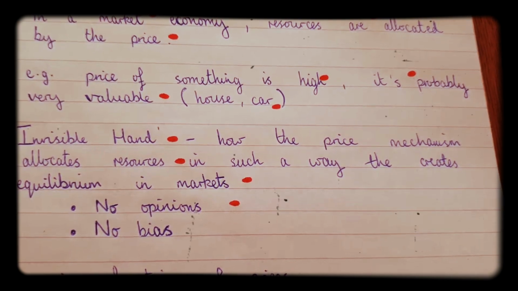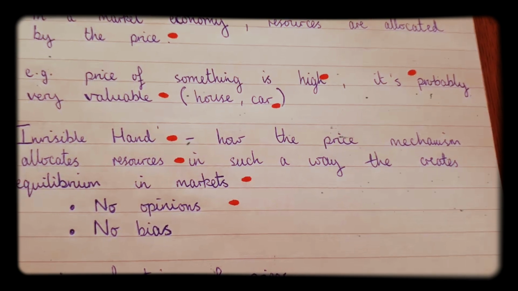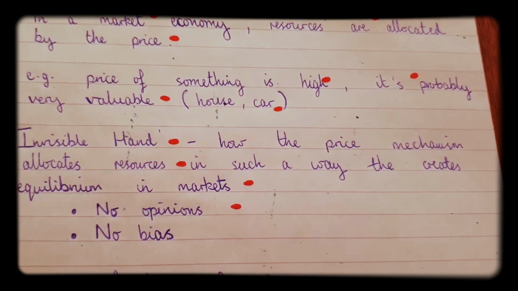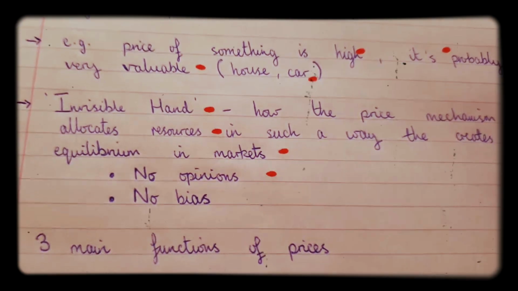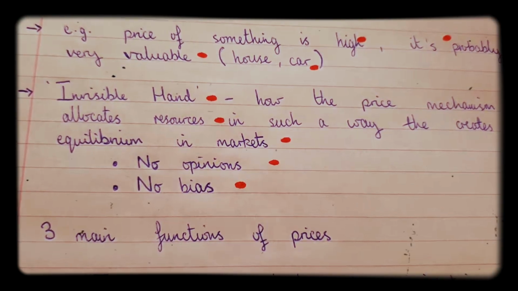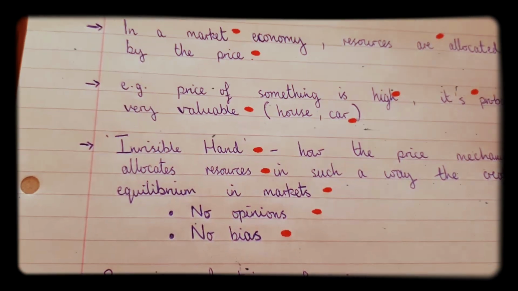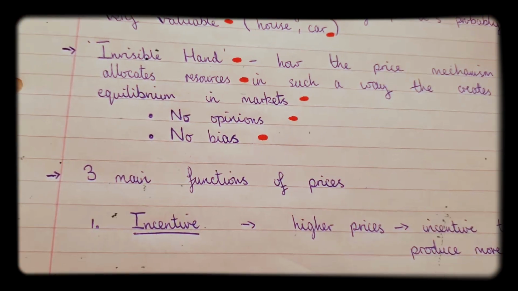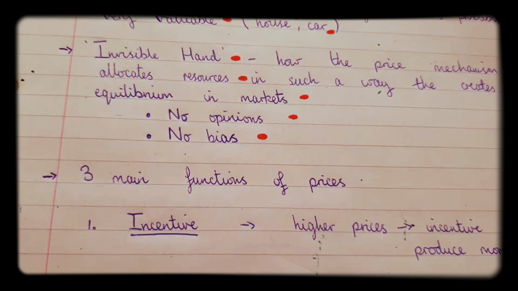If the market price is £500,000, and someone has paid for it, it's a fact. And it's free from bias as well. So that's the good thing about the price mechanism.